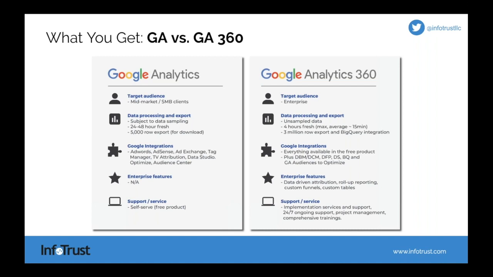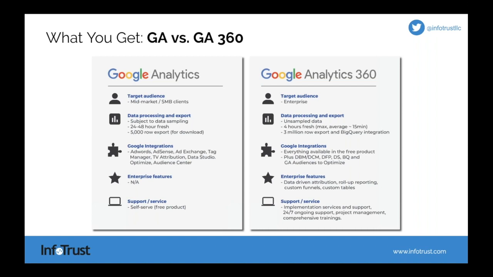Whereas with the paid version, the 360 version, you do get access to unsampled data. You have a guarantee, a service level agreement with Google for 4 hours fresh data, but the actual average is closer to 10 to 15 minutes at this point. You get access to 3 million rows that you can actually export, and then you also have a BigQuery integration, which kind of goes into the next section, other Google integrations that you get access to.